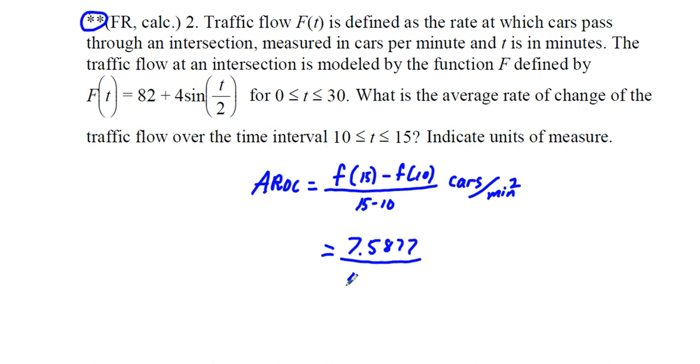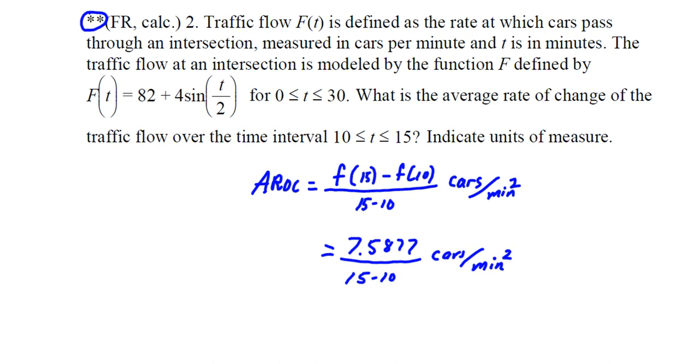Over 15 minus 10, we know that's going to be 5, and that's going to be cars per minute squared. Now the initial function was in cars per minute, and so the rate of change of a function originally in cars per minute is going to have to be cars per minute squared, or cars per minute per minute. So that will be our answer for this problem.